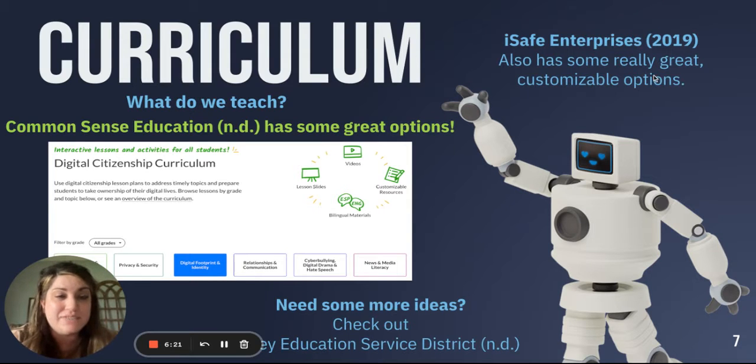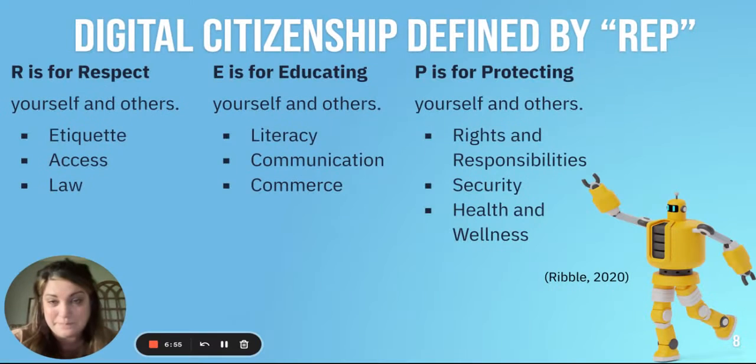There's also iSafe Enterprises. It looks like there's a little bit of cost associated with that, but if that was something that we wanted to do in our school, that could be an option as well, because like I said, we get money through E-rate for these specific things. And if we need some more ideas, we can check out the Harvey Education Service District. Lots of great options out there. And this list is not the only list. There's even more out there. So, it's kind of overwhelming to think that we need to teach our students all of this stuff, but really we can integrate this into our regular curriculum anytime.